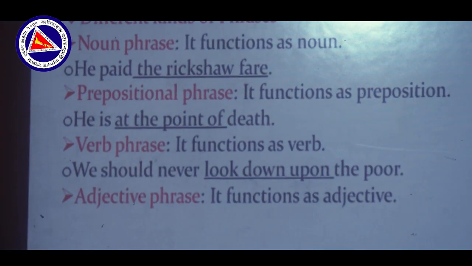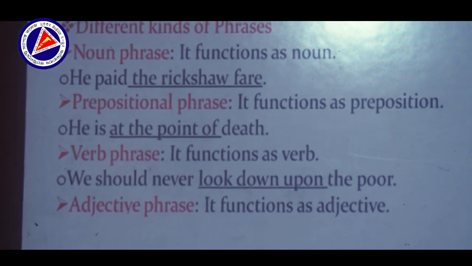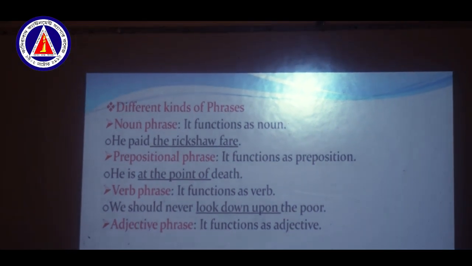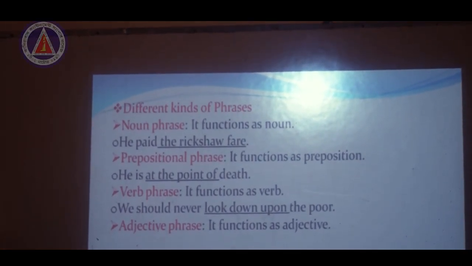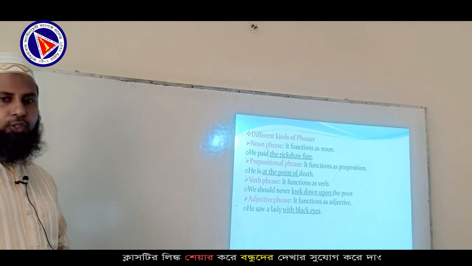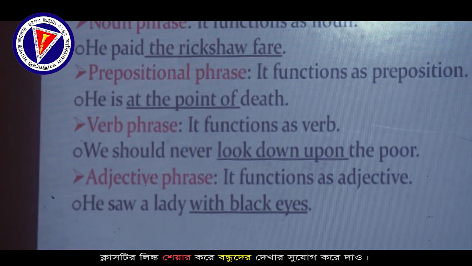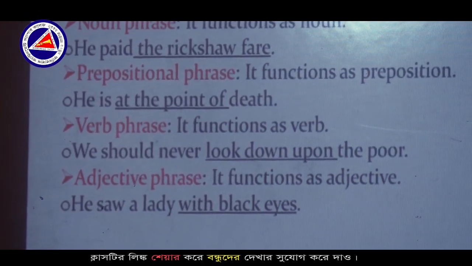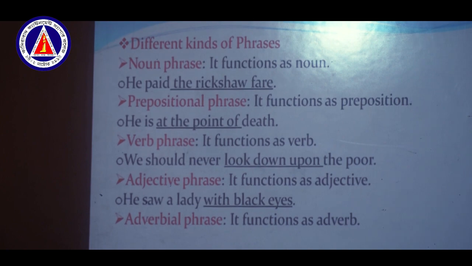Okay, next, adjective phrase. An adjective phrase is a phrase that functions as an adjective. So first we have to understand what an adjective is. We know an adjective talks about a noun or pronoun, about the quality, the quantity, the condition, the number, etc. So there is an example. He saw a lady with black eyes. So here, with black eyes, it's about the lady. What kind of lady? A lady with black eyes. So we can have the condition, the appearance of the eyes of a lady. That's why it's an adjective phrase.